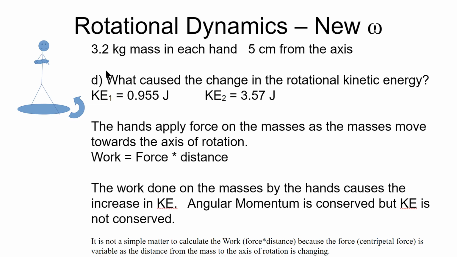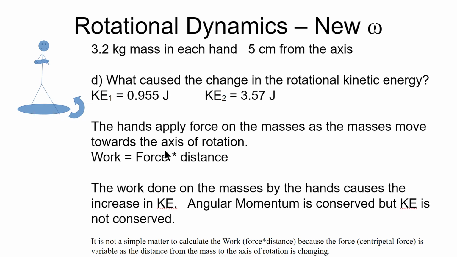Well, in order to get these masses closer to the axis of rotation, the hand is supplying a centripetal force to these masses as they move around in a circle. There's centripetal force on the masses. That's directed inward, and the masses have moved inward a distance from the extended arm position to only being 5 centimeters away from the axis of rotation. There has been motion. So Nate's hands have done work on the two masses.